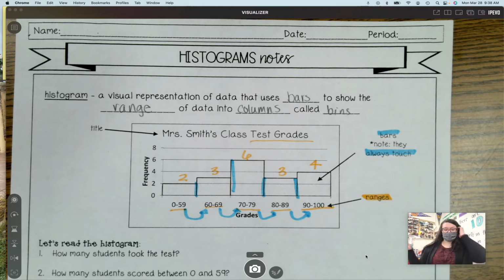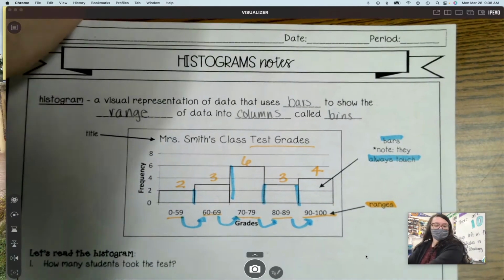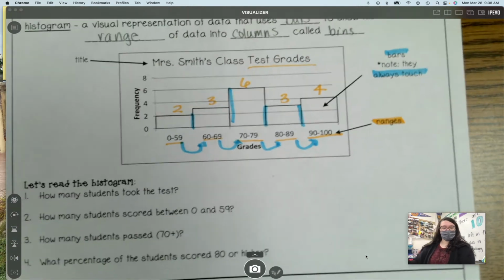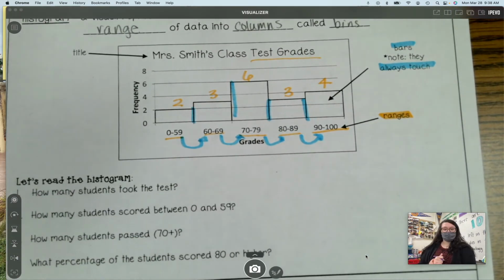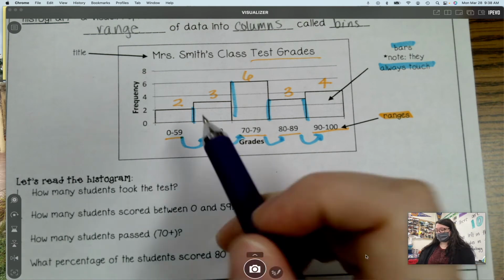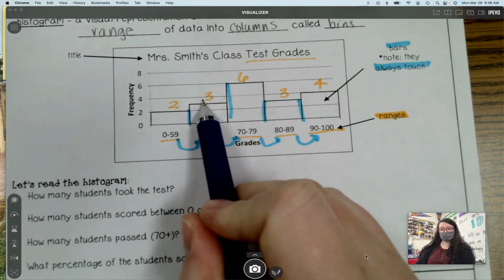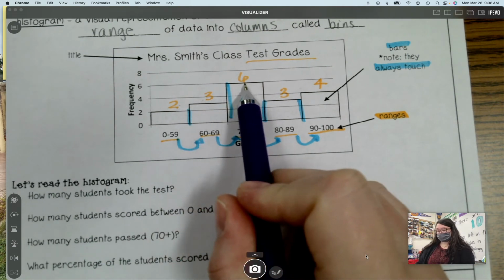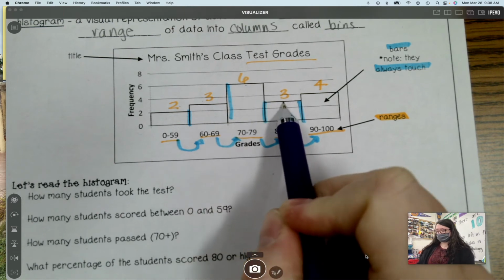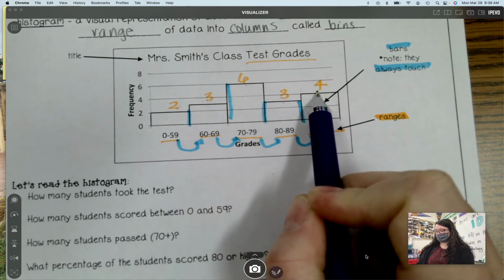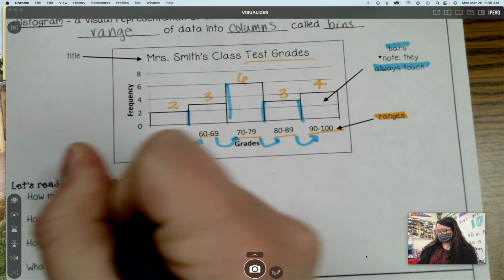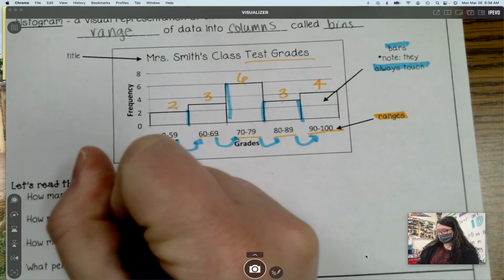Now let's get into actually reading some questions based on this histogram. How many students took the test? We just go through and we add it all up. 2 plus 3 is 5, plus 6 is 11, plus 3 is 14, plus 4 is 18. Again, we just added them up.